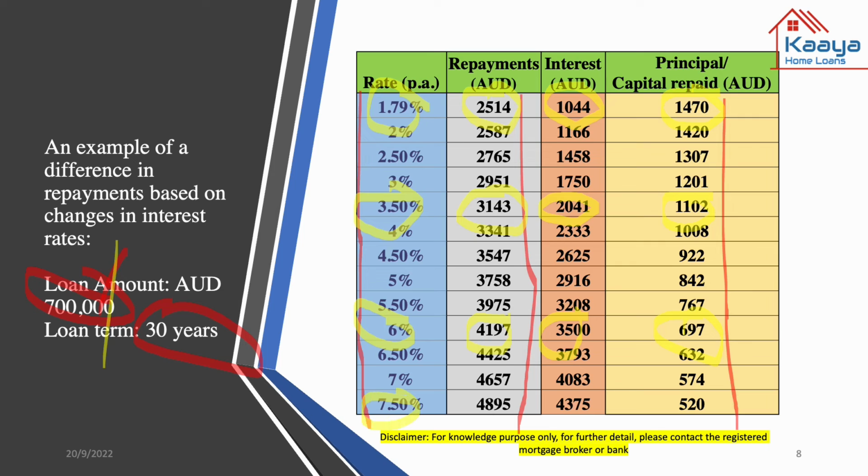So let's go with the highest interest rate, 7.50%, 4,895. It's almost double that of 1.79%. With 1.79%, you are making a repayment of 2,514, and with 7.5%, it's similar to double, where you will be paying 4,375 as interest only, which will be charged by the bank, and your loan amount will only decrease by 520 per month. So this is an example per month. The previous ones that I was explaining in a table were all based on years.